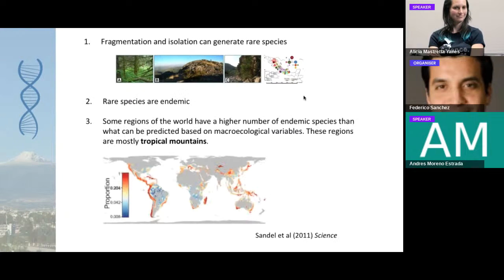So rare species by definition are endemic. And this is where things become interesting, because some regions of the world have a higher number of endemic species than what can be predicted based on macroecological variables. And these regions are mostly tropical mountains or islands, which I'm highlighting here in this map. So I started to wonder why tropical mountains are so diverse.